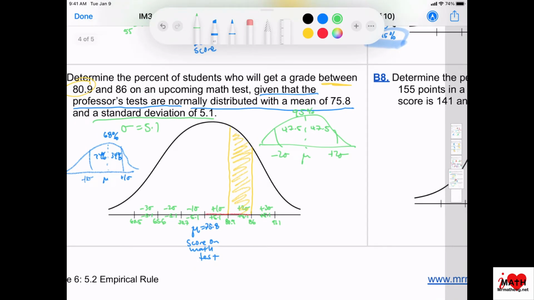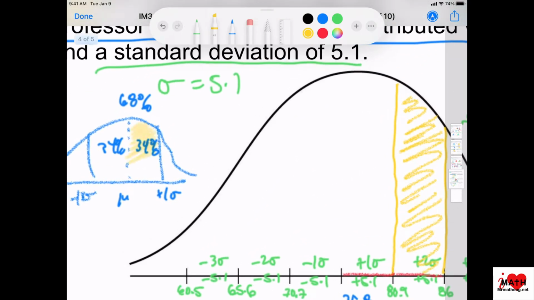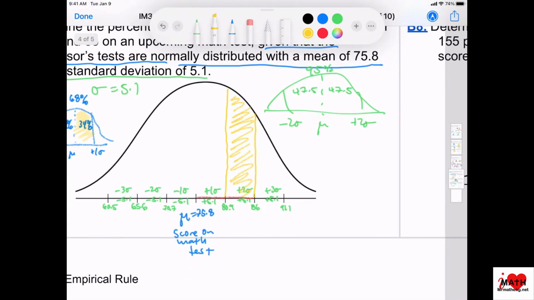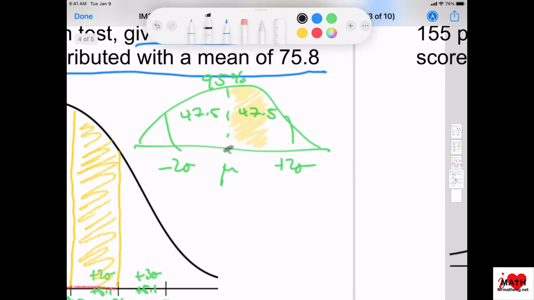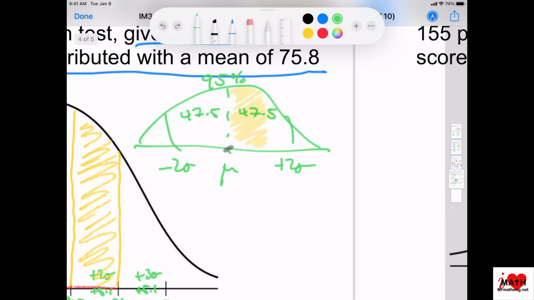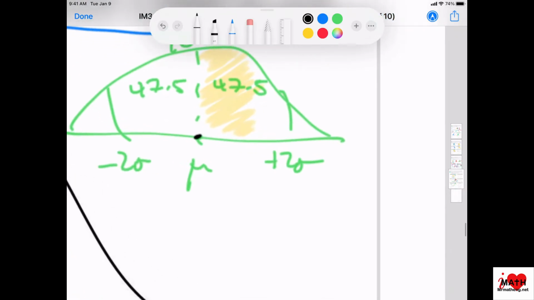Okay, so I'm gonna highlight what we need. Let's do this one yellow, watch. This region right here is 34%. And I'm gonna color that in here. Because you guys think about it, this is the mean. This is the mean, black. Right there is 1 standard deviation away. And that yellow only represents, pay attention, that was only 34%.